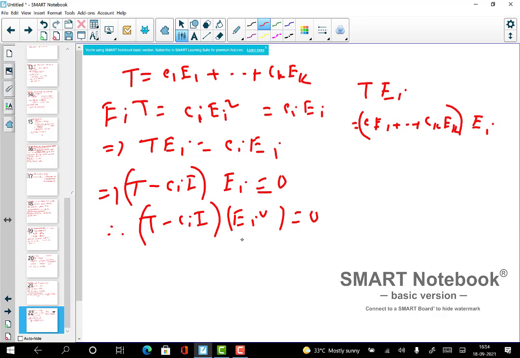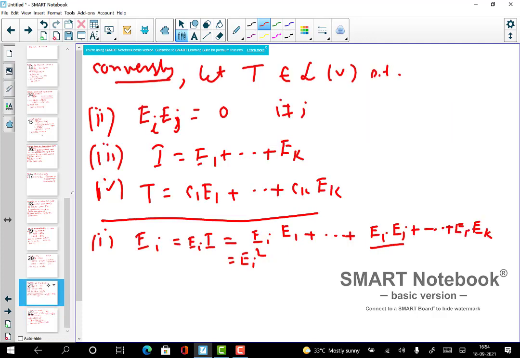So if some vector is in the image of Ei, it is also in the null space of T minus ci I. So that means the range of Ei is actually in the null space of this T minus ci I, right? So thus every non-zero... these Ei's are non-zero. I have assumed non-zero Ei's.